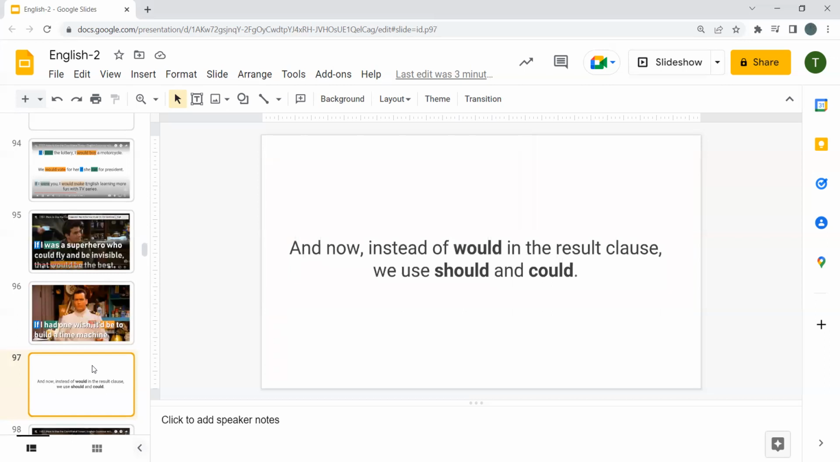And now instead of would in the result clause, we use should and could.